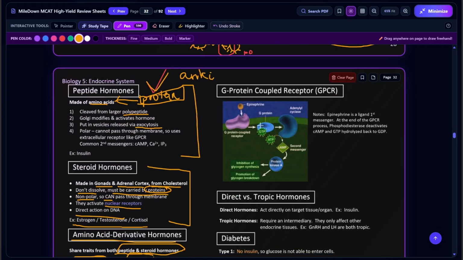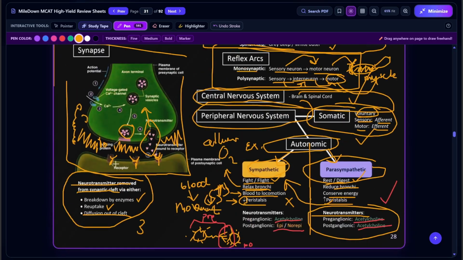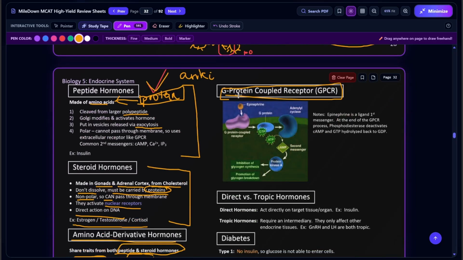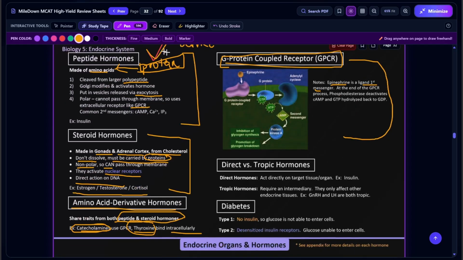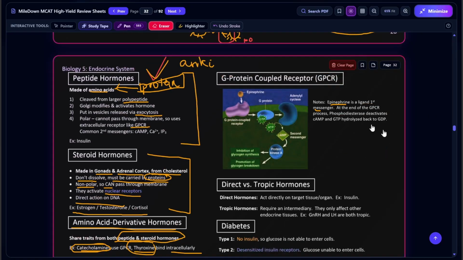I'm going to go over G-coupled protein receptors. Remember, you have receptors at the ends of these neurons. A G-coupled protein receptor is a type of receptor; it's one of the types. And notes: epinephrine is a ligand, the first messenger, and so on. I'll explain this in a second as well, because GPCR is also involved for peptide hormones. So we will do one lesson of these two together to better understand how they're connected.